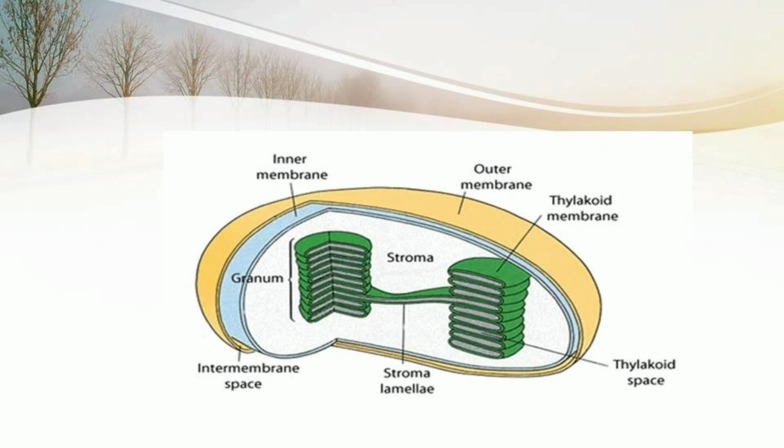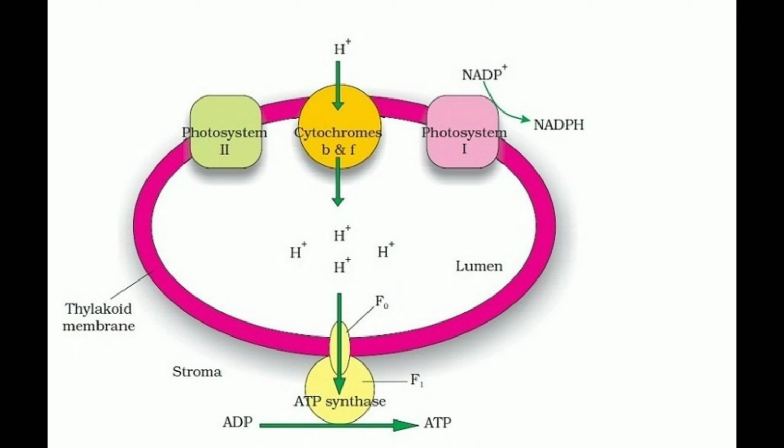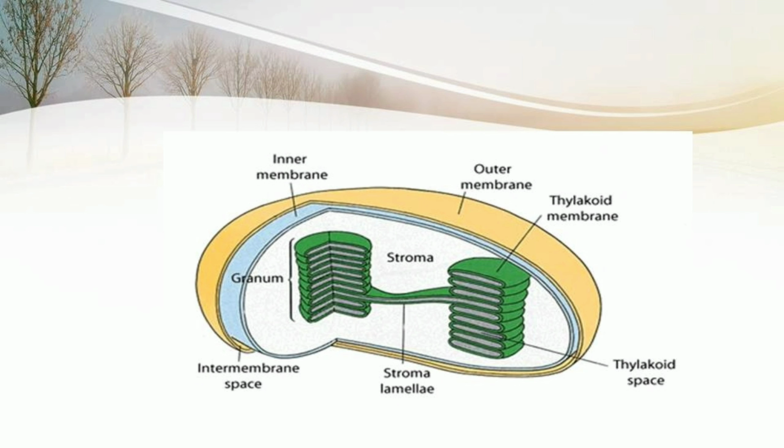So on the inner membrane of the thylakoid, there is a complex for splitting of water, that is photolysis, and on the outer membrane there is NADP reductase. All this is a thylakoid, and surrounding it there is the stroma. The part that surrounds these thylakoids is the stroma.